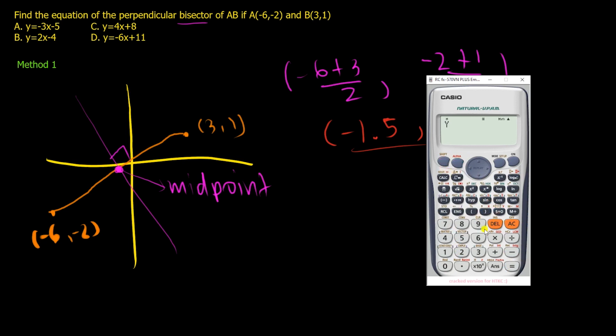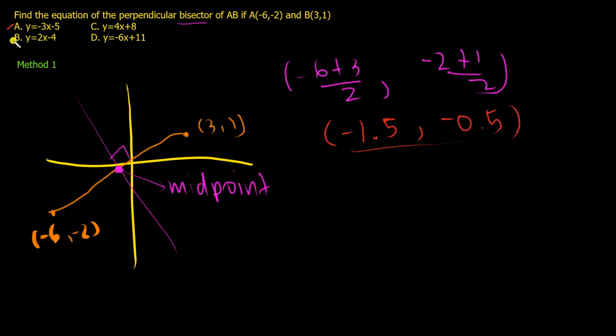Y colon 4x plus 8. Negative 1/2, 2. C is not the correct answer. Last is letter D. Y colon negative 6x plus 11. Okay? Negative 1/2, 20. So D is not correct. Therefore, A is the correct answer. Okay, that is method number 1.